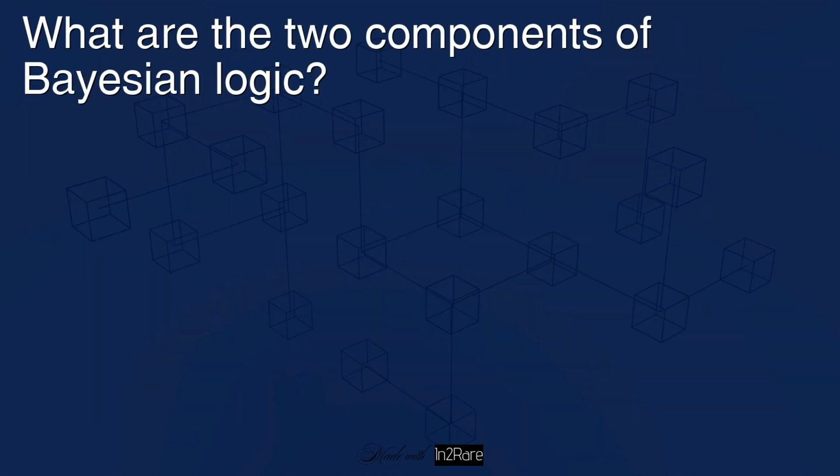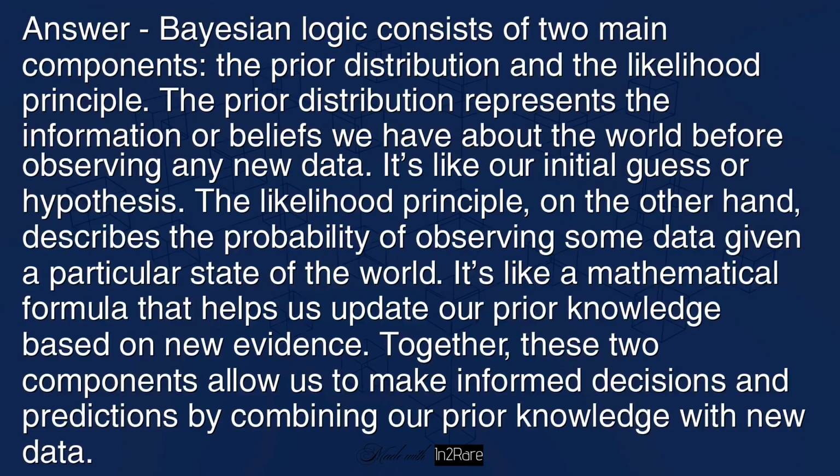What are the two components of Bayesian logic? Answer. Bayesian logic consists of two main components, the prior distribution and the likelihood principle. The prior distribution represents the information or beliefs we have about the world before observing any new data. It's like our initial guess or hypothesis.